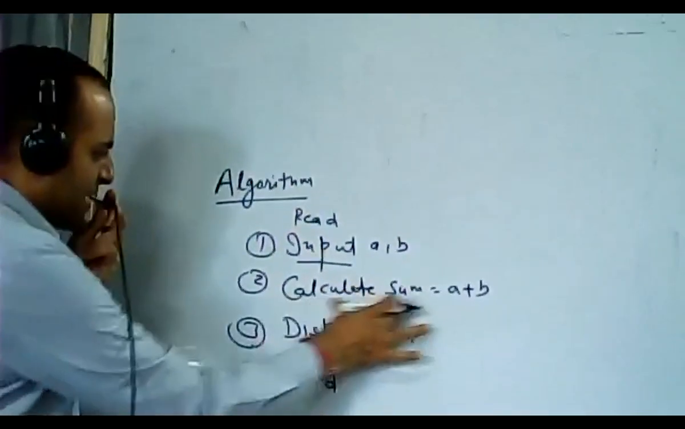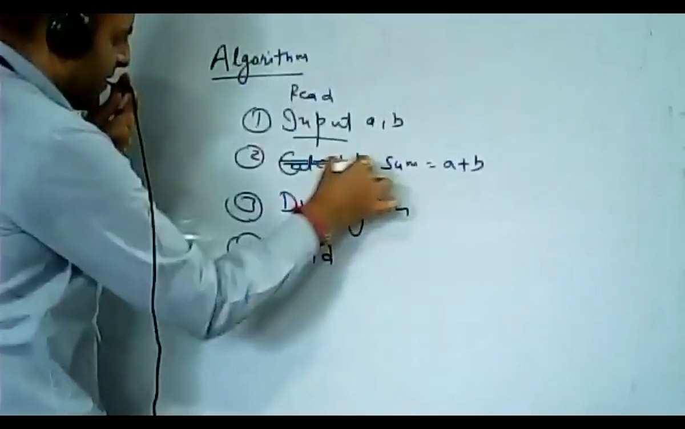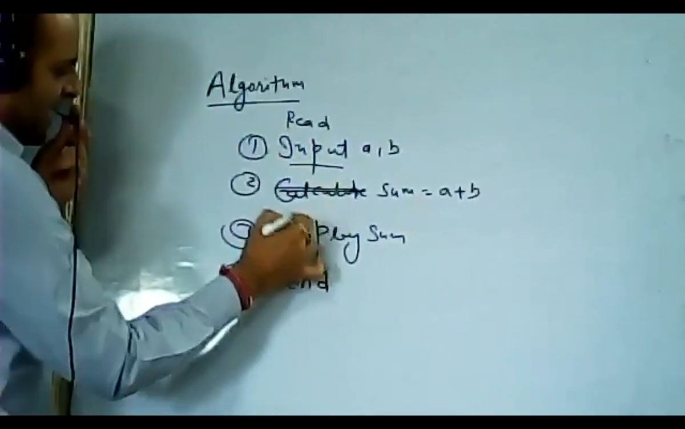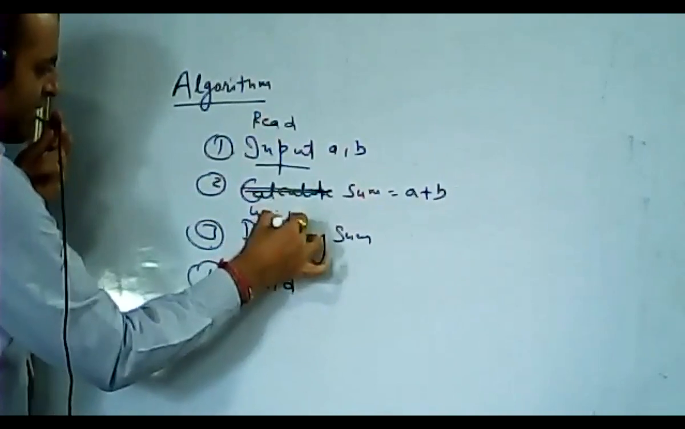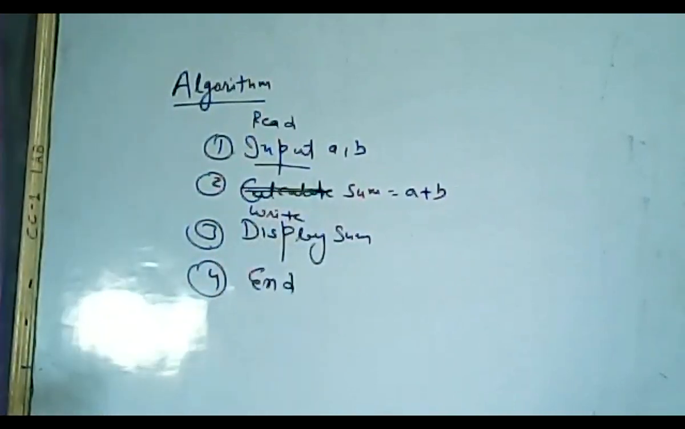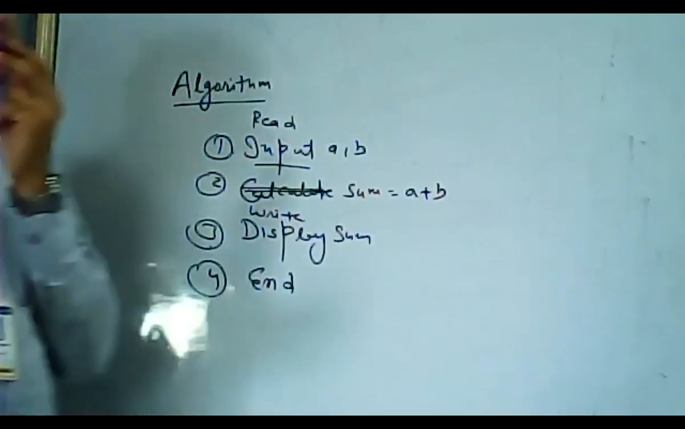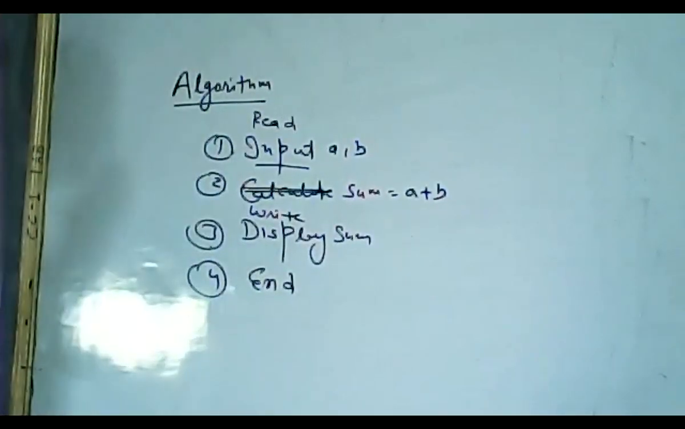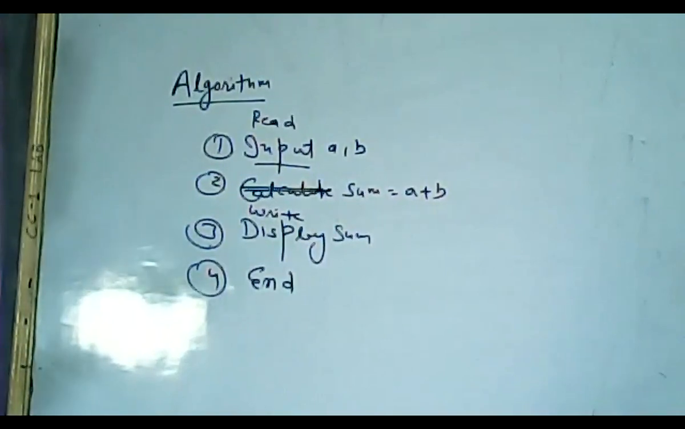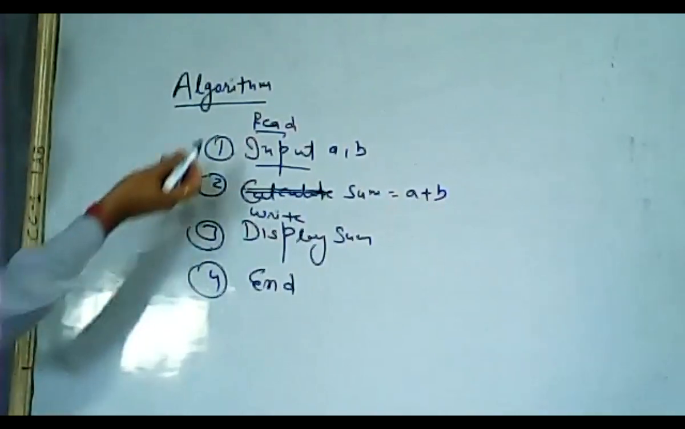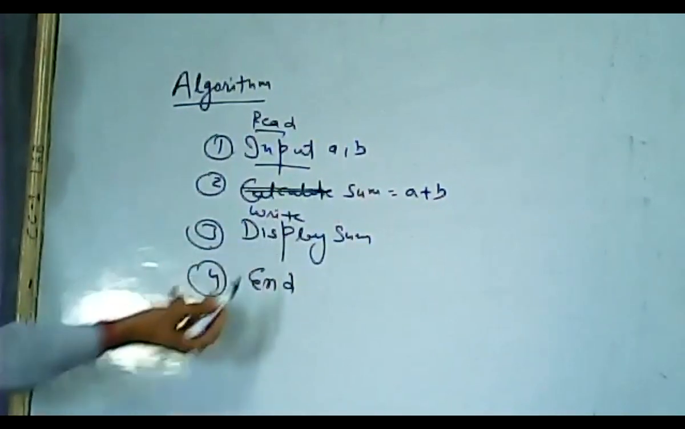So second step, calculate sum is equal to a plus b. If you don't write calculate here, then even the algorithm will work. And in case of display, if I write write sum, it is the same thing. Is it clear? Yes, sir. Because it is not a program which is going to be compiled, you can write any keyword for it, but its meaning should be clear. Write or display are same, input and read are same, one and the same thing.